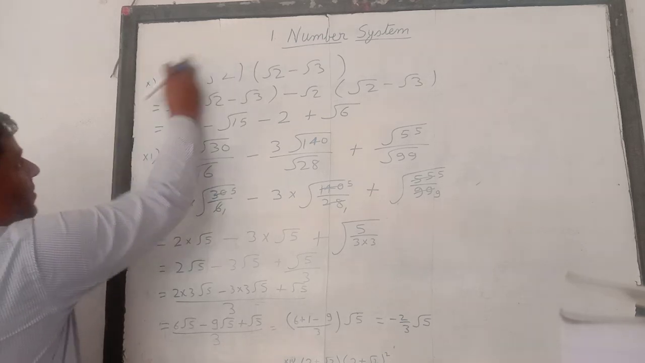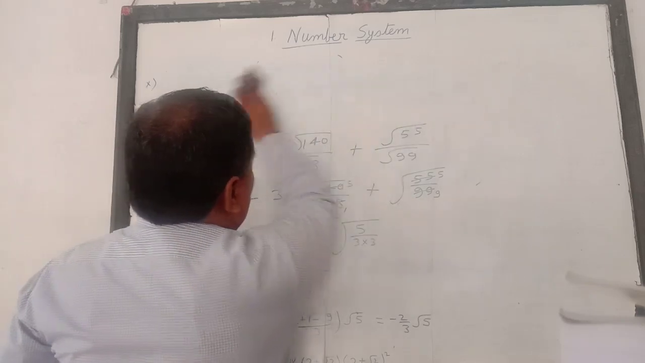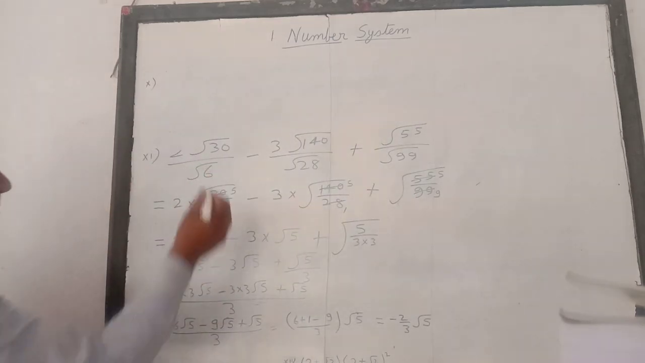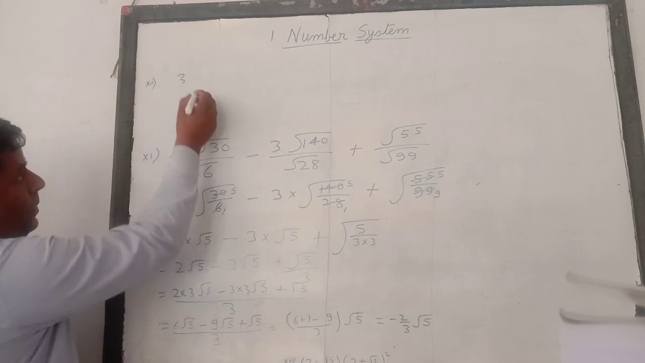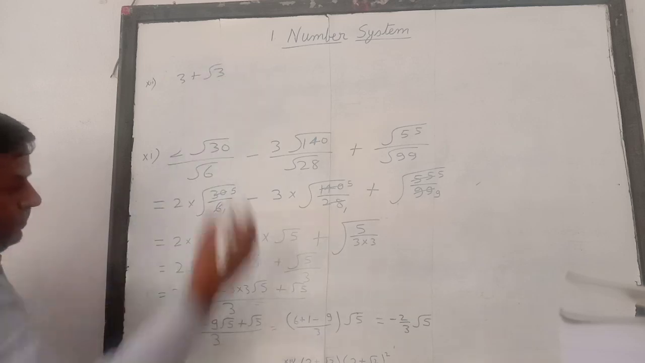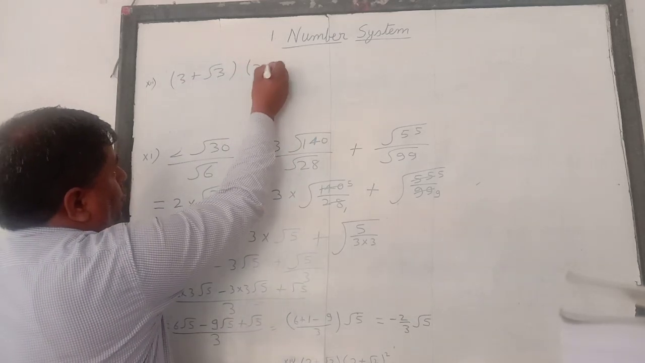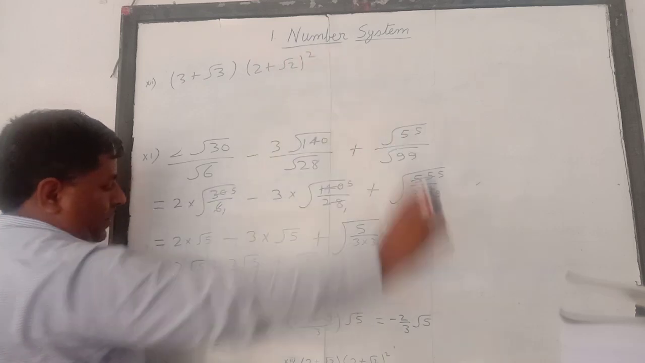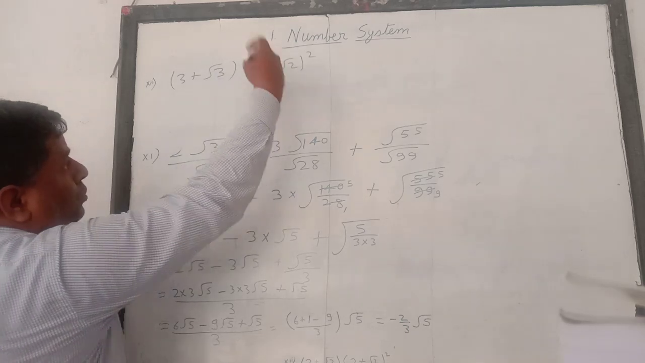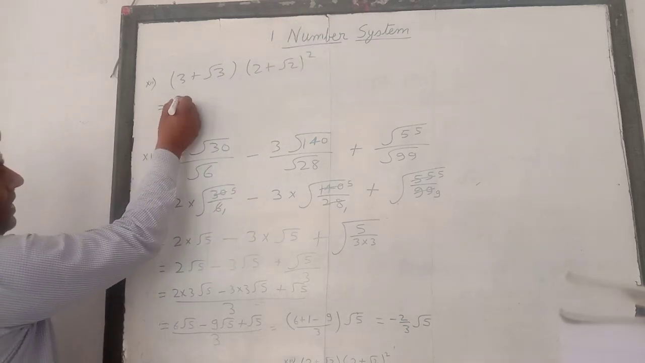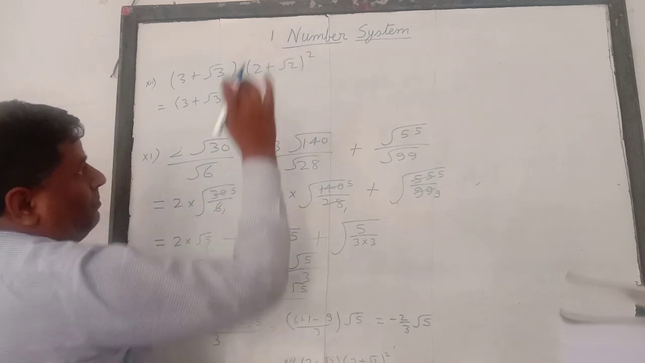That is question number 12. Question number 12 is (3 + √3)(2 + √2)². So you can see here it is 3 plus √3 and here it is 2 plus √2 whole square. So it's very obvious that first we will have to find, on the basis of an identity, the expansion of this.